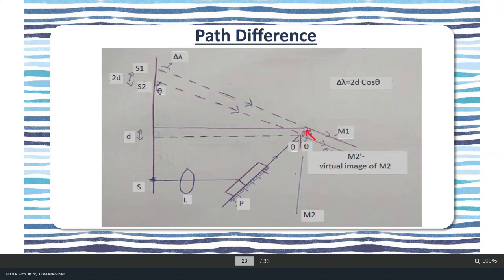Both of these mirrors will generate two images, S1 and S2. These will be the images as seen from mirrors M1 and M2. This here is the distance 2D traveled by the light wave, and this is the mirror M1, and the change in path will be given by the formula 2D cos theta. This angle theta here is the angle between the mirrors M1 and M2.